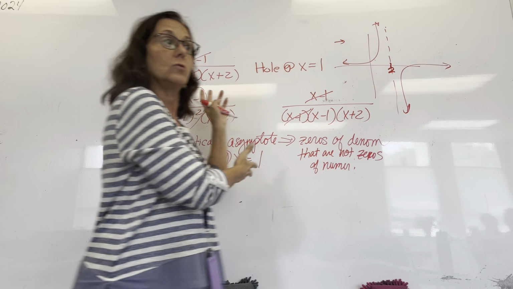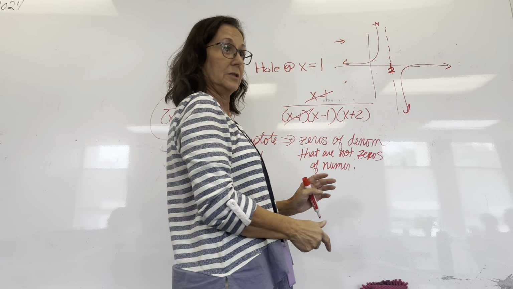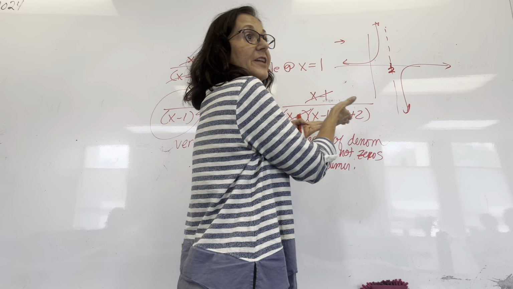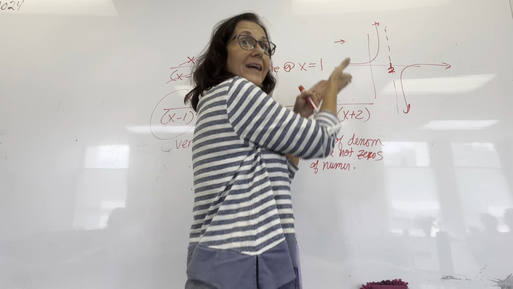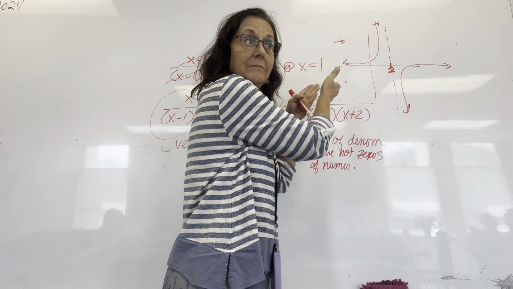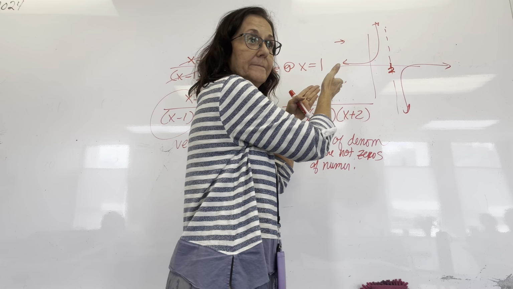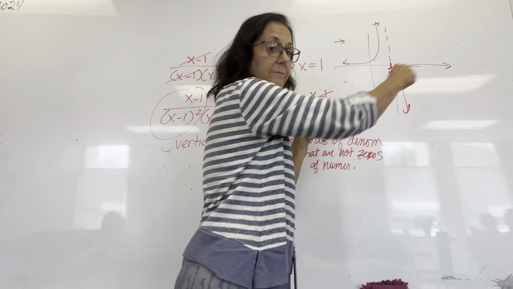So, holes: zero in numerator and denominator. Vertical asymptotes: zeros of the denominator that are not zeros of the numerator. And they are never ever crossed. Got it? And we have one more asymptote. Horizontal asymptotes.